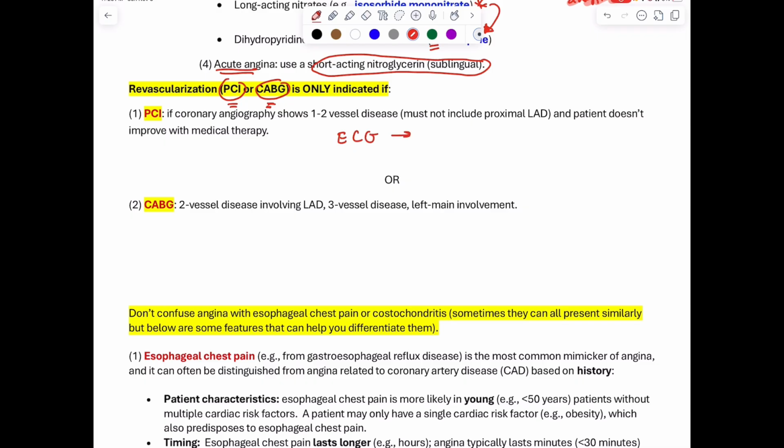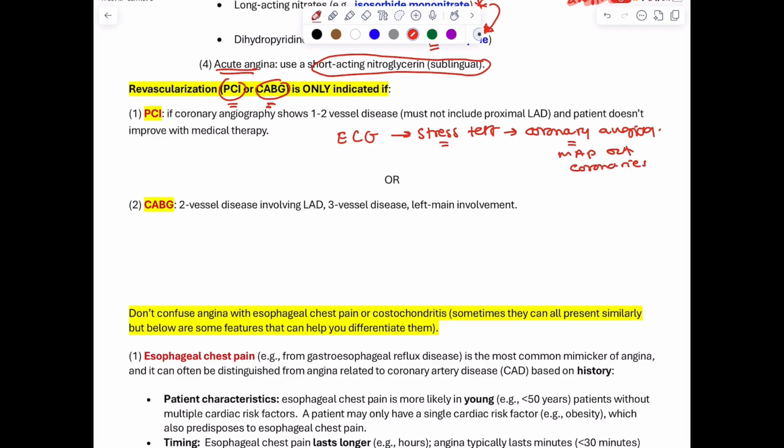And somehow, because we calculated the probability of coronary artery disease, you got intermediate probability, you did a stress test. And the stress test was positive. It showed some abnormality. What are you going to do after the stress test? You're going to do coronary angiography. Okay? This just means you're inserting a catheter into the coronary arteries to see how much is occluded, where is the occlusion. It's going to map out the coronaries.